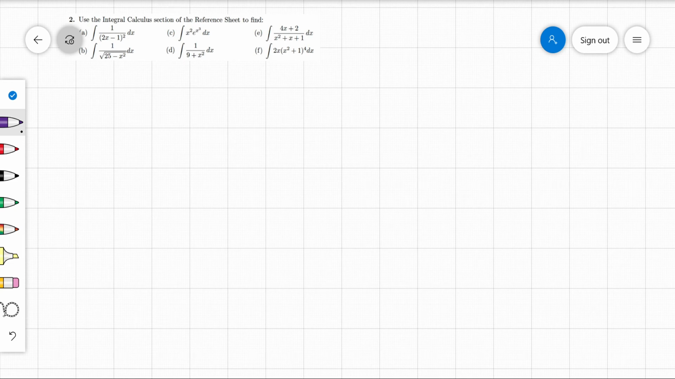Okay, if we look at these ones, again, you can use all different methods, but I'll just show you the way I would normally do it. So if I look at A, I'm thinking, I could have something like that whole bracket, 2x minus 1. Let's have a look over here. So if I made u equal 2x minus 1, then du is equal to 2 dx. So I would really need a 2.